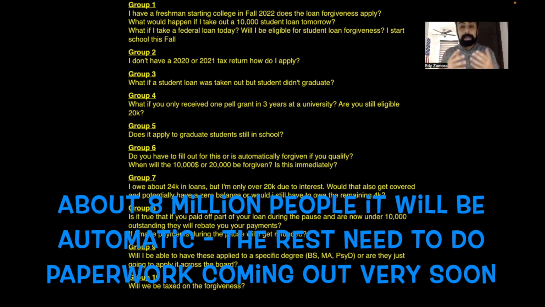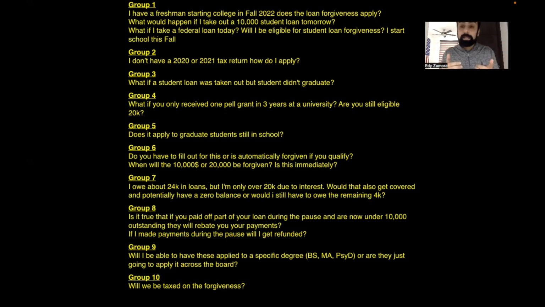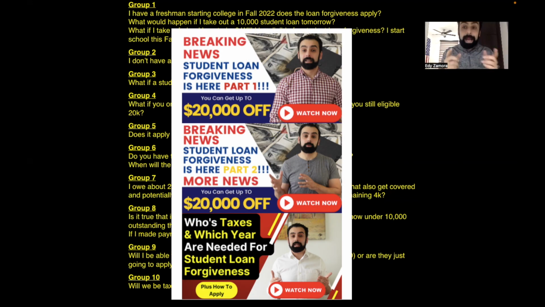Or if you did any income contingency programs, like REPAYE or PAYE or IBR and everything else as far as the income-driven repayment programs, they already have your 2020, in some cases your 2021 taxes. So a bulk of you, 8 million of you, will automatically get this. There's nothing you need to do. The rest of you, if you watch video number 3, I talk about what you need to do to get ready when they notify you about requiring the paperwork.